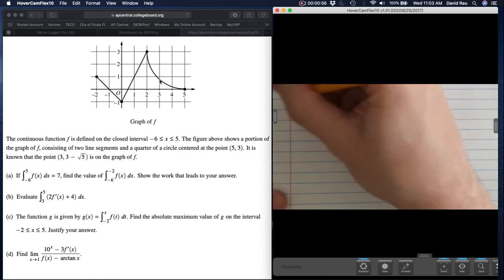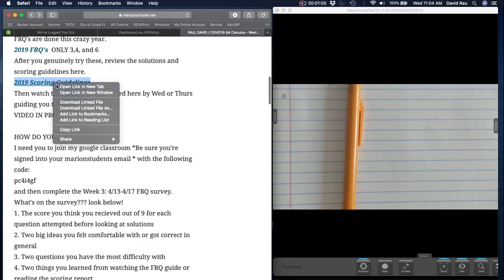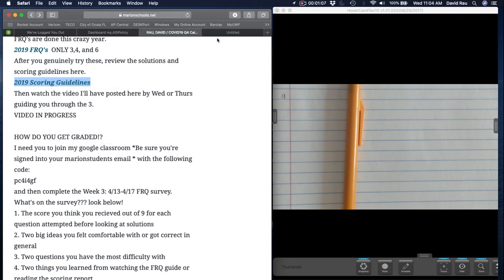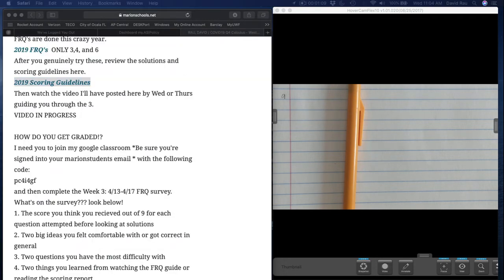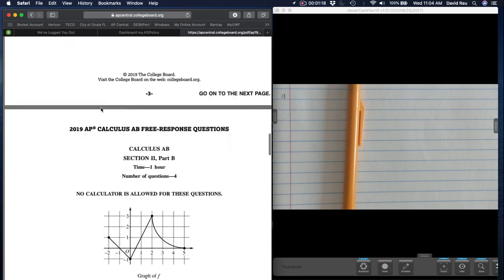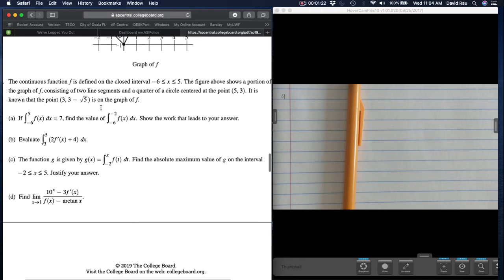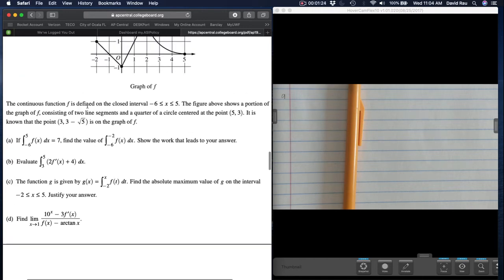For part A, actually, I'm gonna have the scoring guidelines below where I can see them as I go, just to make sure I do these right the first time. So up first, I guess let's read it like this.